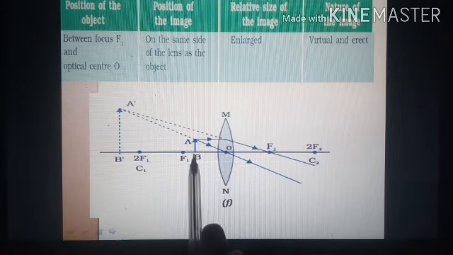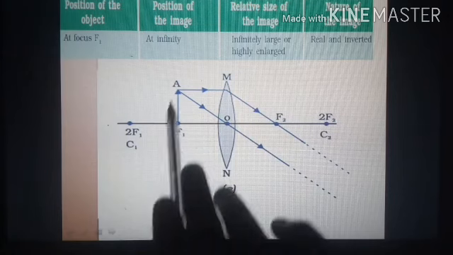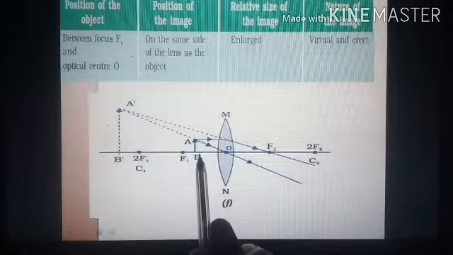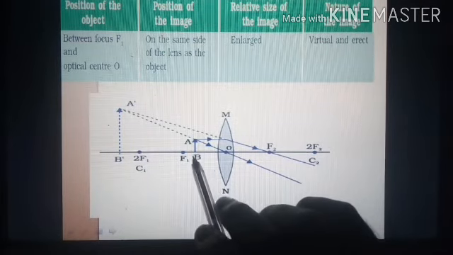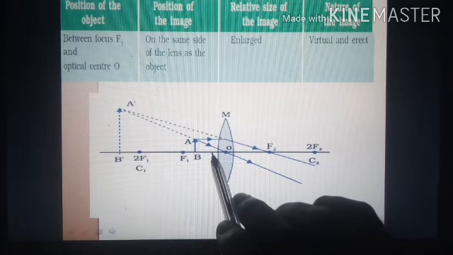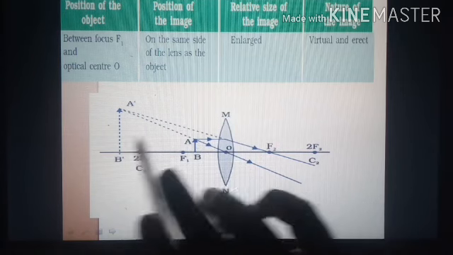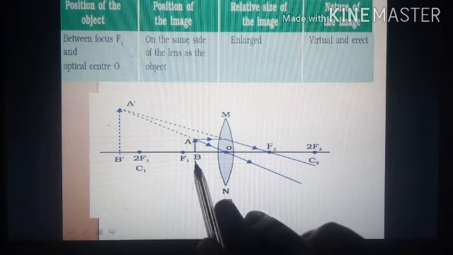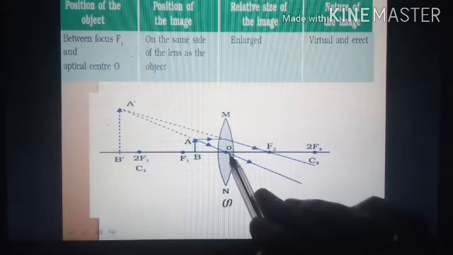Now you take the object small, because in the previous cases we have taken all the objects at the same height. Only in the last case should you take the object size small, because we have to take the virtual image. Virtual image means we can view it on the same side, through the lens itself. So in order to draw the virtual image, the object should be taken small, for convenience. Here the object is placed between F1 and the optical center.